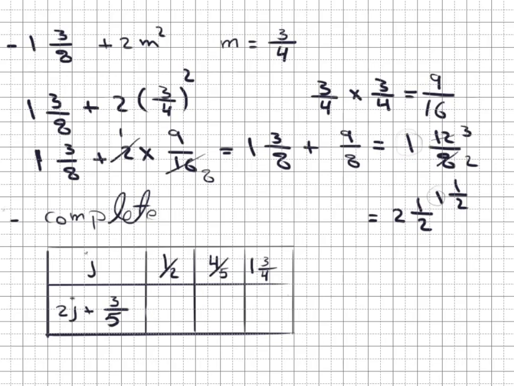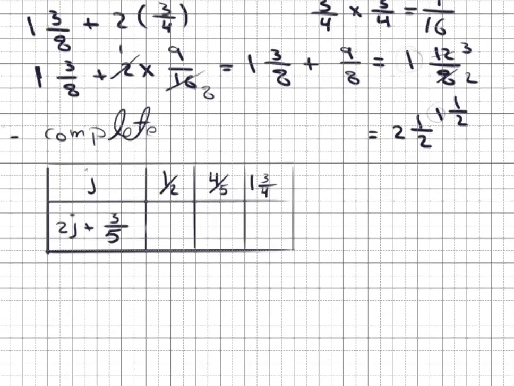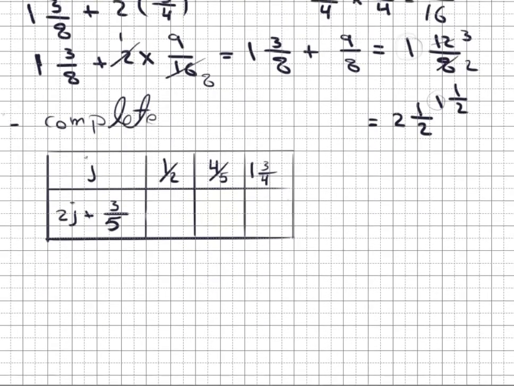Now with the new one here, the same question, but in a table. He gave us here j equals half, another part j equals 4 over 5, another part j equals 1 and 3 over 4. I will use these 3 values for j and substitute in the expression 2j plus 3 over 5.